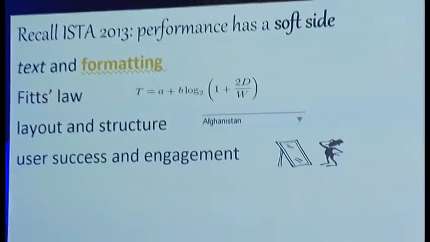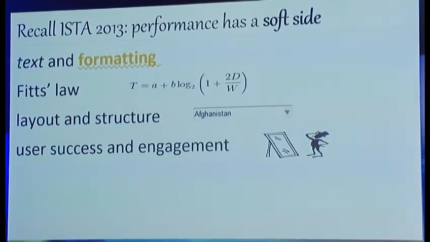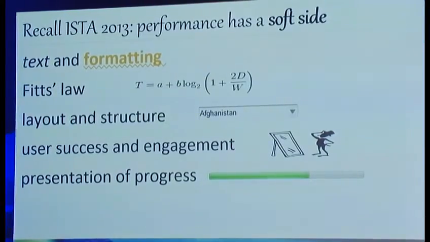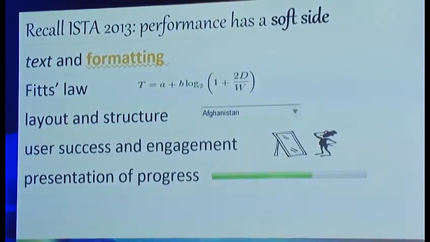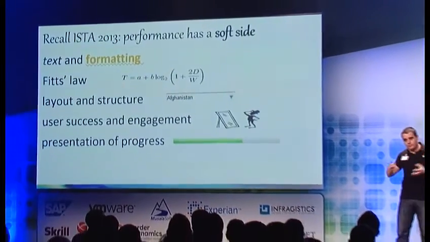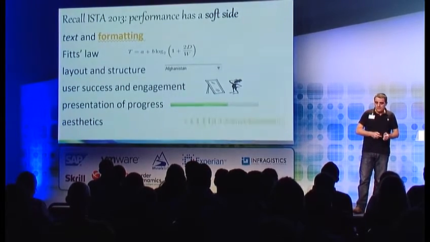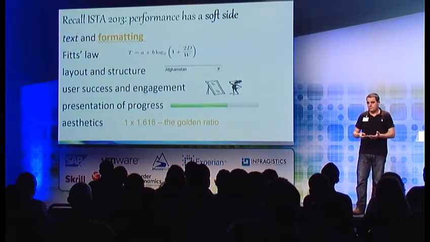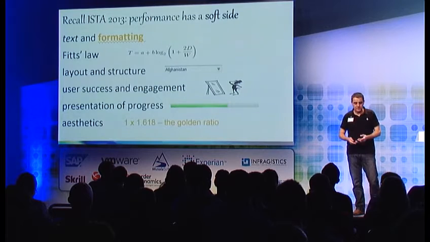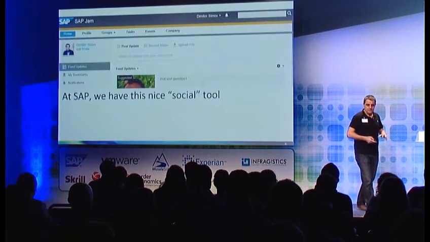Success and engagement. People who succeed in their task perform well. People who are engaged don't have a sense of lost time. They also perform well. How we present progress is very important for performance. People consider things shown through progress indicators that speed up at the end as performing faster. Strange. Aesthetics, beautiful things are easier to perform with. Yeah, we perform really better with things that we like. Strange.